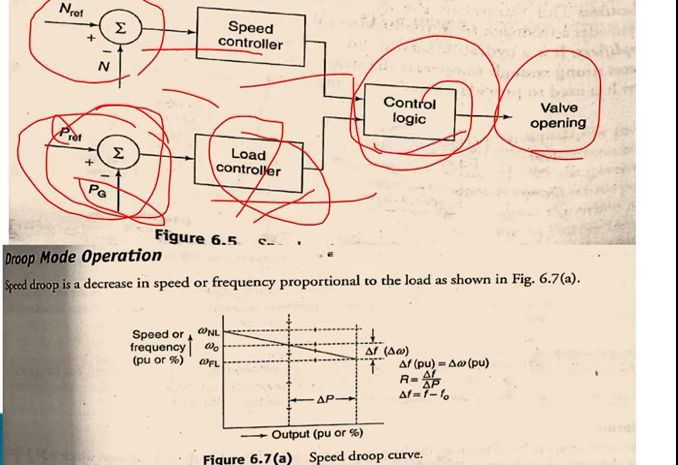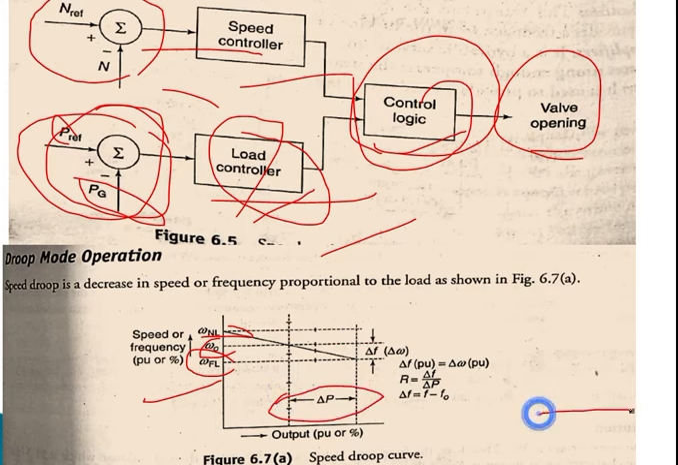This is the droop characteristic which is shown. The droop characteristic is nothing but speed or frequency with respect to output power. It shows the no load speed, the base frequency or base speed, and the full load speed. The difference of speed is considered as delta F, and the change in power is given by delta P. Then the regulating characteristic is given by R equal to delta F by delta P.